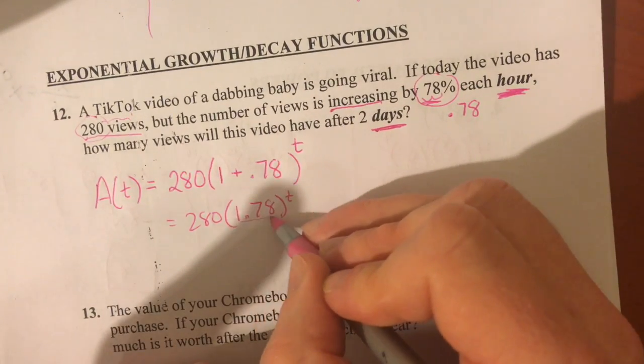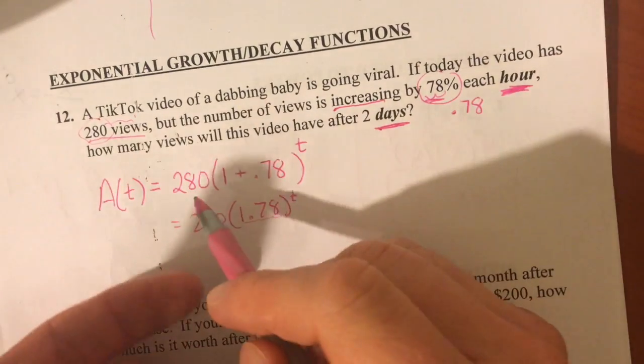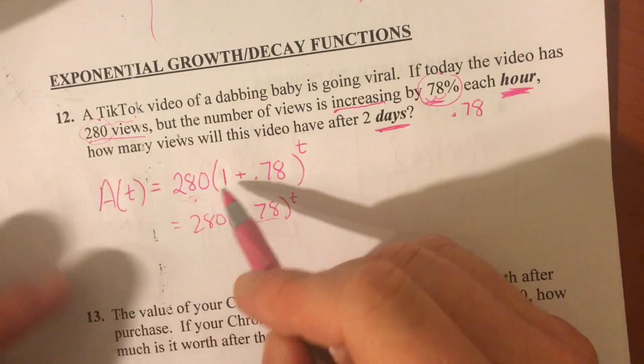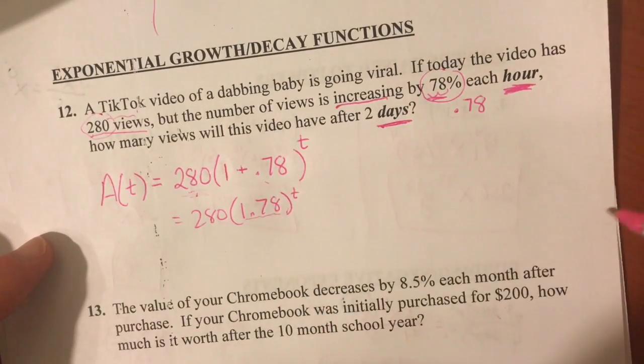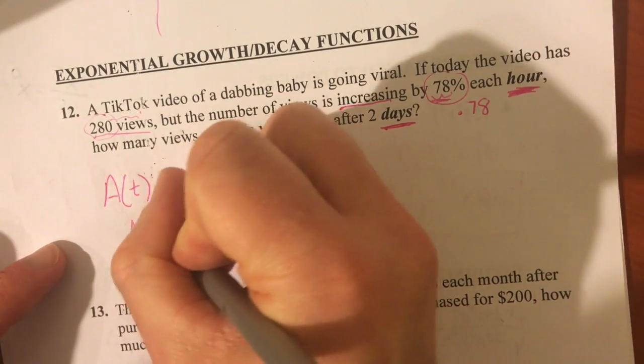So this kind of does it all in one step, rather than having to find the percent growth and then add it back on to itself, right? 280 times 1 plus that percentage growth. And so there's your function in simplified form.